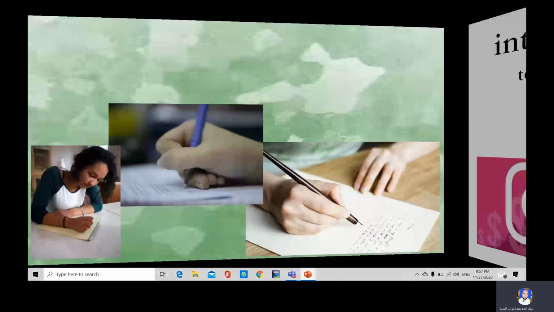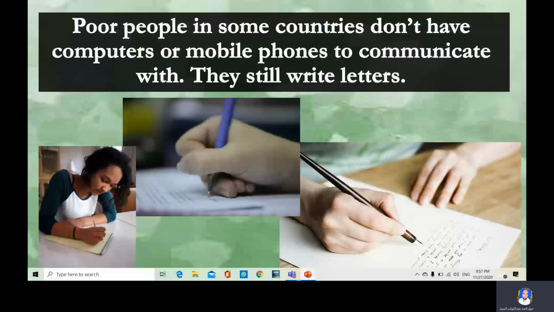Poor people in some countries don't have computers or mobile phones to communicate with, so they still write letters. So why do people still write letters? Because they are poor who don't have computers or mobile phones to communicate with. So they usually use traditional ways like sending letters or writing letters. Some people can't communicate by emails because they can't read or write.